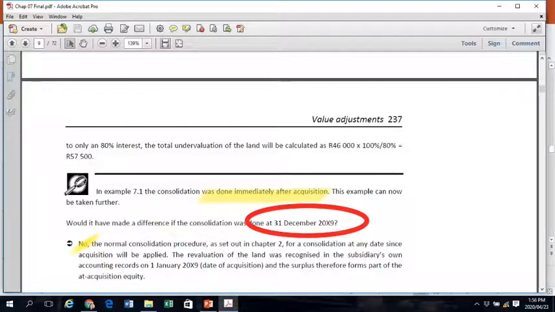The normal consolidation procedure, as we've looked at in Chapter 2, for a consolidation at any date since acquisition will be applied. The revaluation of the land was recognized in the subsidiary's own accounting records on 1 January 20X9, which was the date of the acquisition, so that revaluation surplus will always form part of the at acquisition equity of the subsidiary.